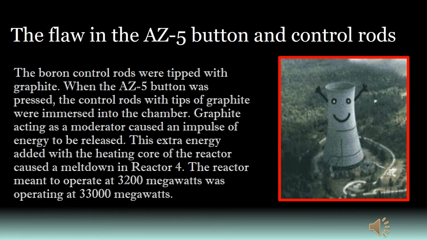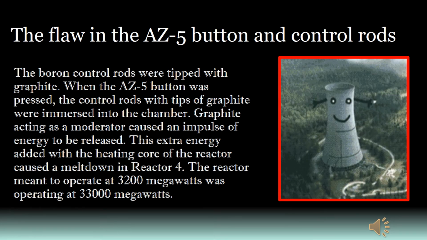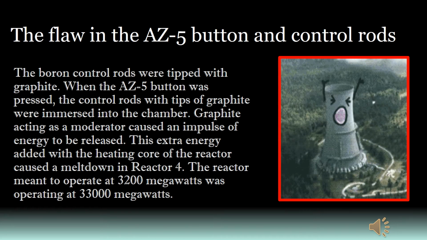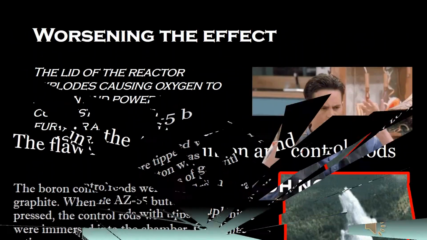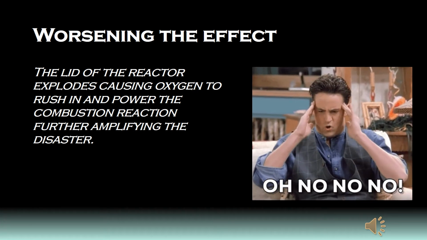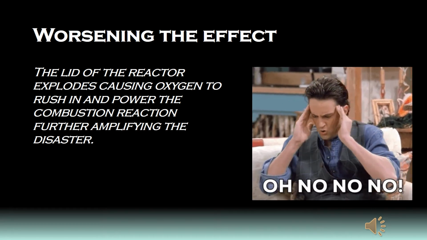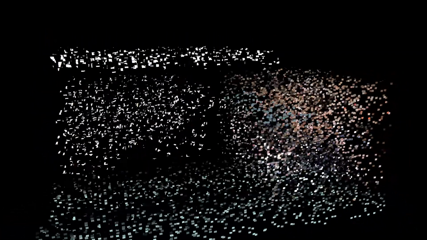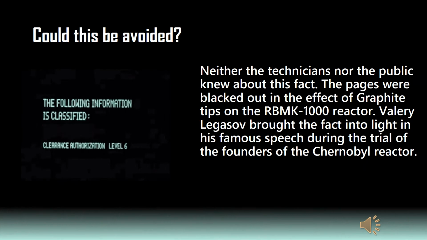The reactor meant to operate at 3,200 megawatts was operating at 33,000 megawatts. The lid of the reactor explodes, causing oxygen to rush in and power the combustion reaction, further amplifying the disaster. Neither the technicians nor the public knew about this fact. The pages were blacked out on the effect of graphite tips on the RBMK 1000 reactor. Valery Legasov brought the fact to light in his famous speech during the trial of the operators of the Chernobyl reactor.